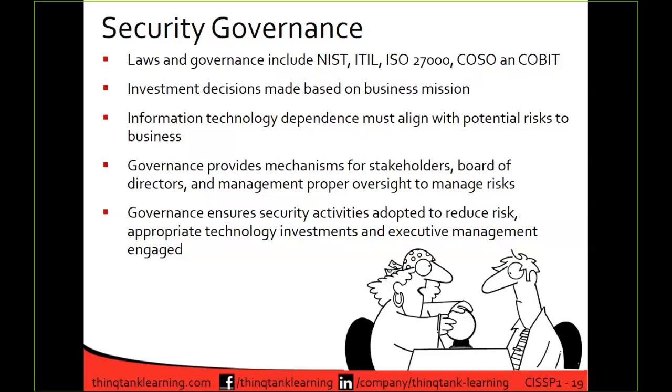Governance ensures security activities are adopted to reduce your risk, that you have the appropriate technology in place, you're investing in the right technology, and that the executive management is engaged. You'll see that a lot throughout this course. Executive management needs to be engaged. Board of directors need to be engaged. The stakeholders need to be engaged. The reason that's important is because they're generally driving the initiatives. They're approving the expenditures, the policies, and the procedures that allow you to comply with whatever governance body you're regulated to.